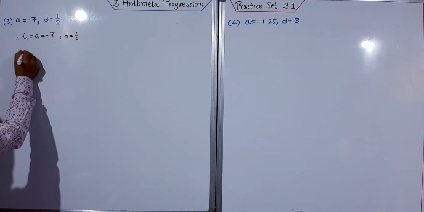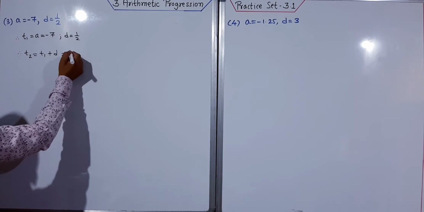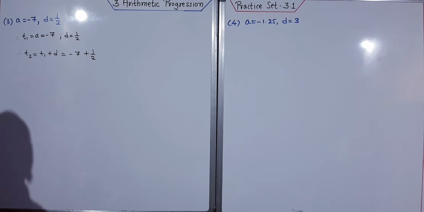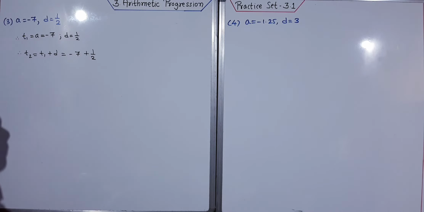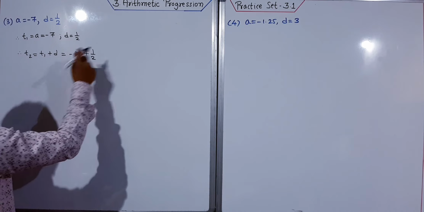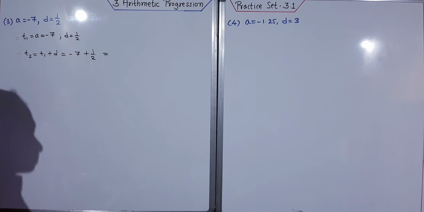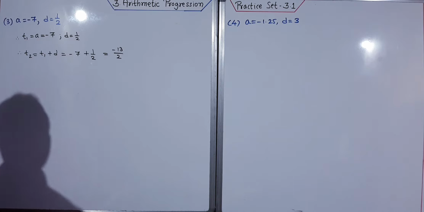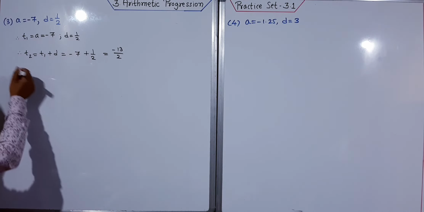Therefore T2, I know that T2 is T1 plus D. T1 मेरे पास है -7 and this is 1/2. Now you have to solve this. Now see, -7 plus 1/2. Now this will be multiplied. So 2 into 7 is minus 14, and plus 1 it is minus 13 upon 2. You can try to do this, because there is 1 below this 7.